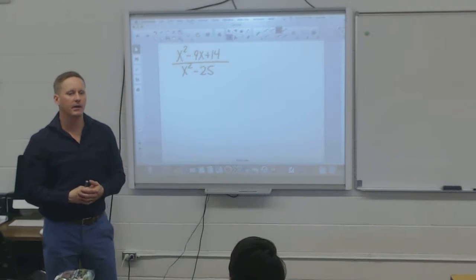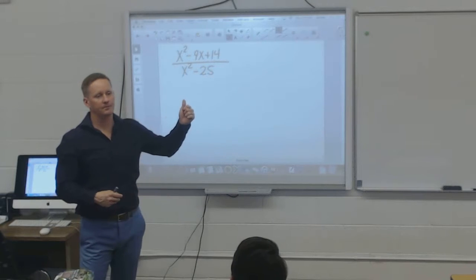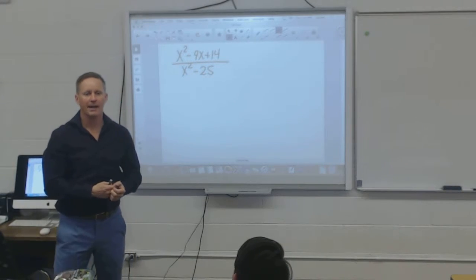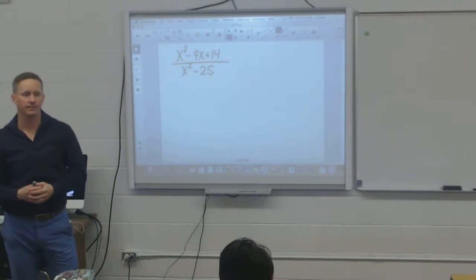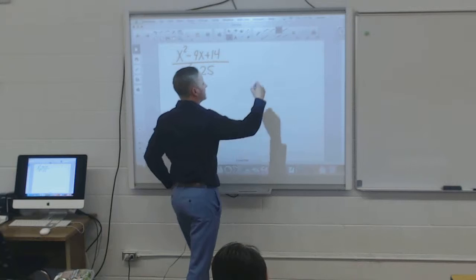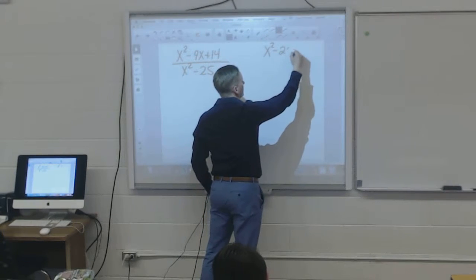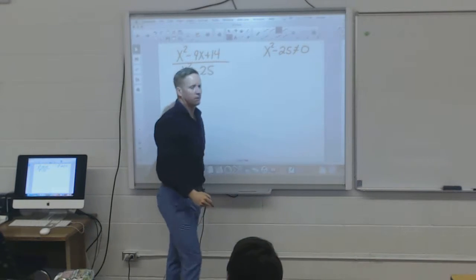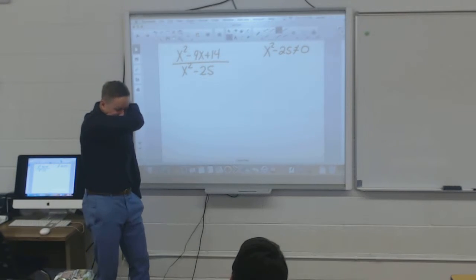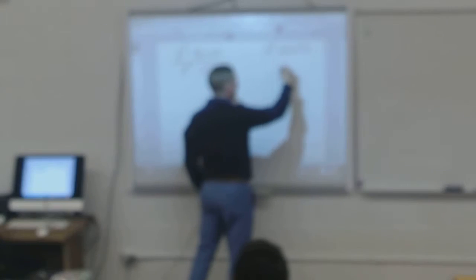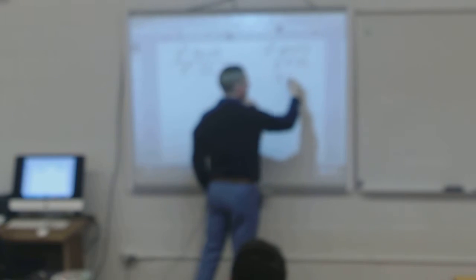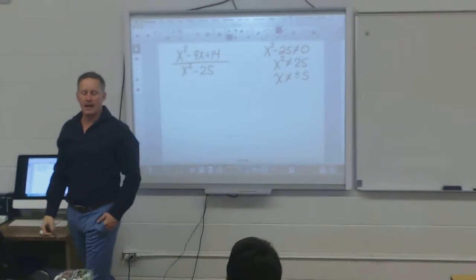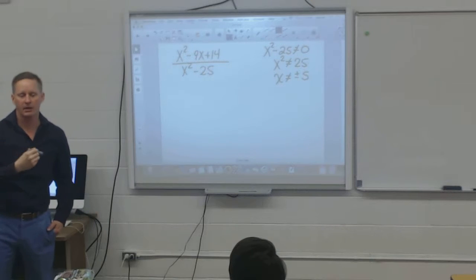So what I'm trying to do here is I want to first of all find out what my non-permissibles are, and then what I'm going to do is I'm going to simplify it, because this is not a simplified fraction. So the first thing I'm going to do is work with x squared minus 25. It cannot equal 0. X squared can equal 25. X cannot equal plus minus 5. X cannot equal plus 5. X cannot equal negative 5.